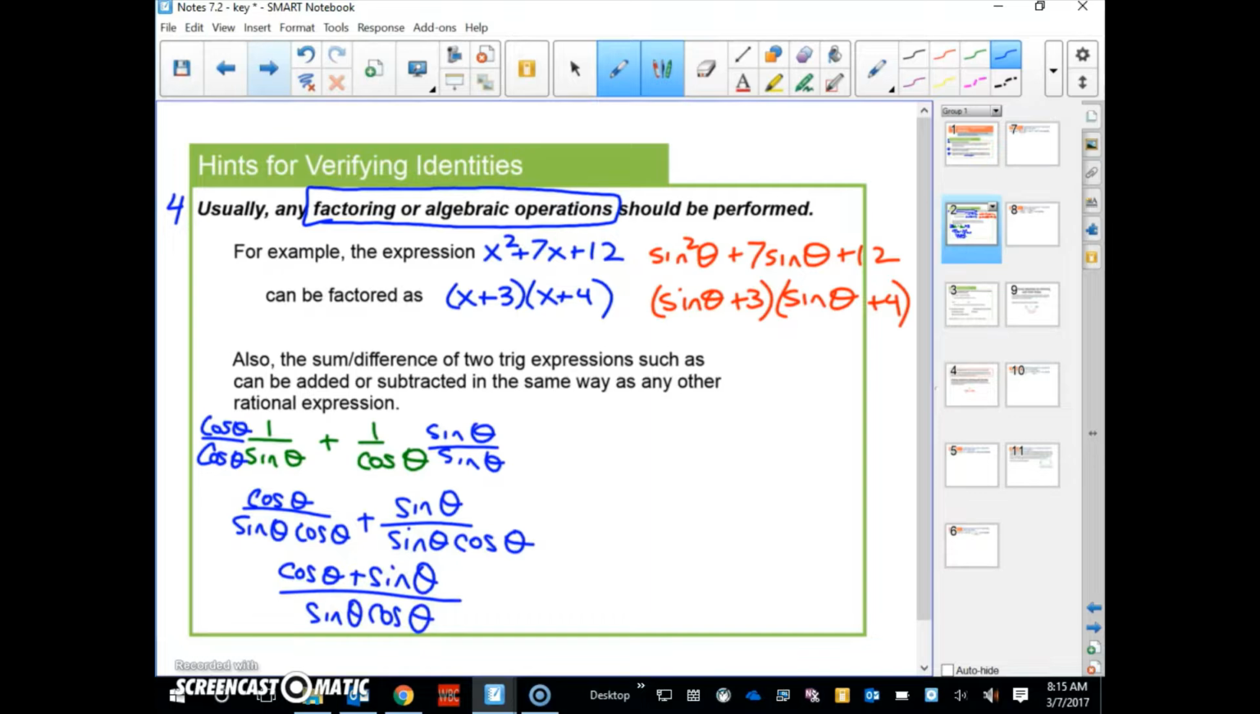So hint number 4 is just talking about if there's algebra, there's going to be fractions you can add together so you get a common denominator. There's going to be things that you can factor, or even things that you could FOIL. Get ready for that. I think that's maybe the hardest one.